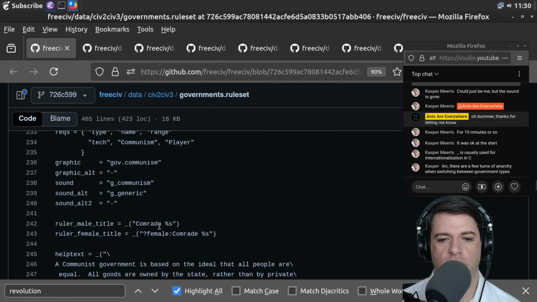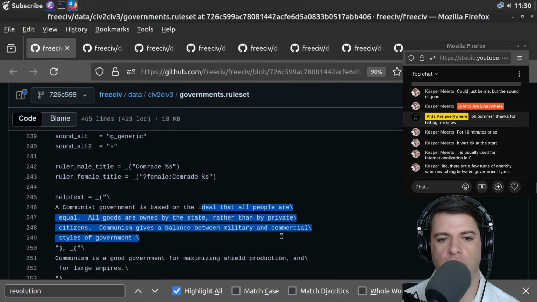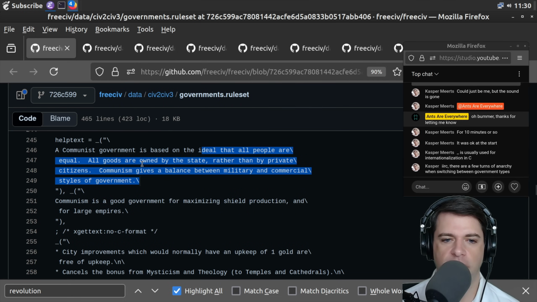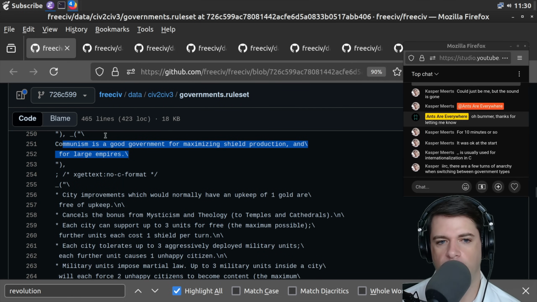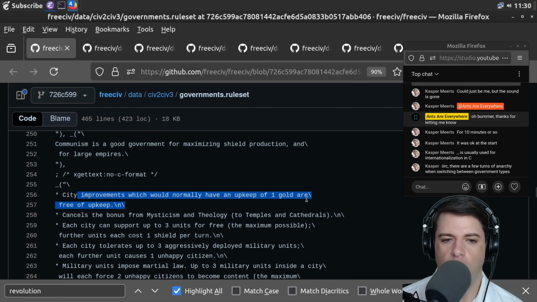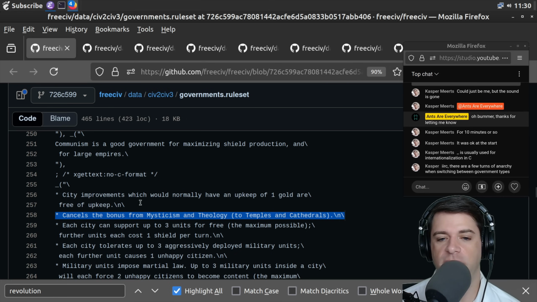Okay, and the titles are Comrade and also Comrade. A communist government is based on the ideal that all people are equal. All goods are owned by the state rather than by private citizens. Communism gives a balance between military and commercial styles of government. Communism is a good government for maximizing shield production and for large empires. City improvements, which would normally have an upkeep of 1 gold, are free of upkeep. So it's cheaper. I think it's saying it cancels the bonus from mysticism and theology, temples and cathedrals.